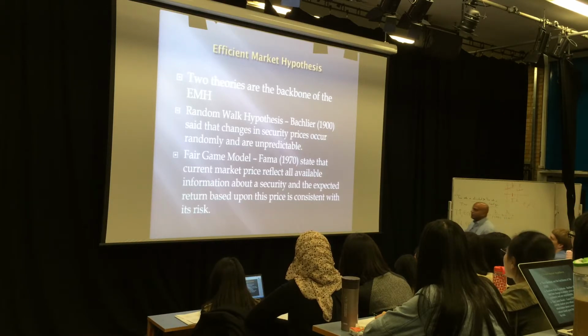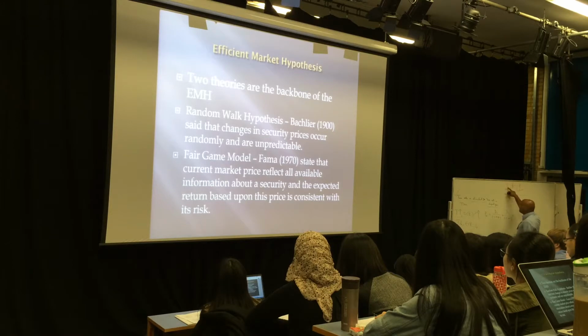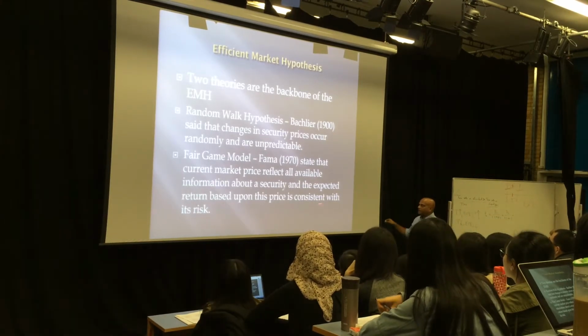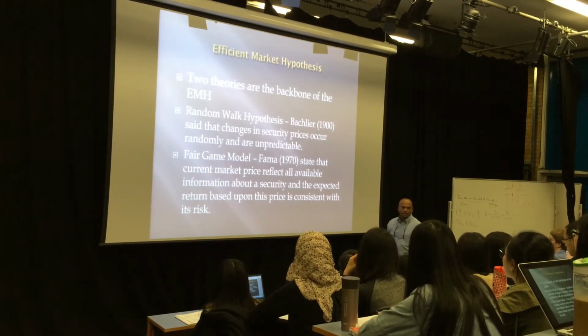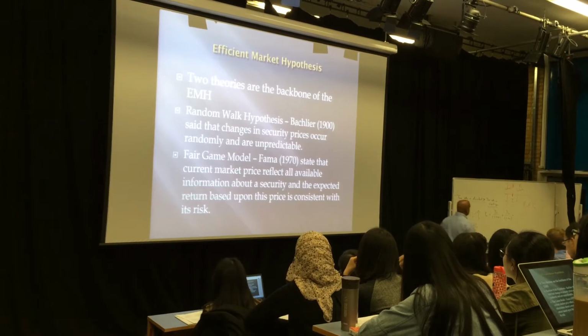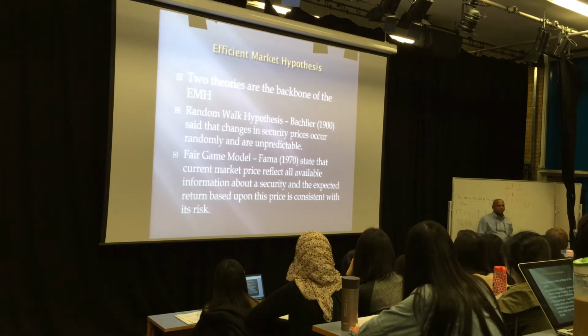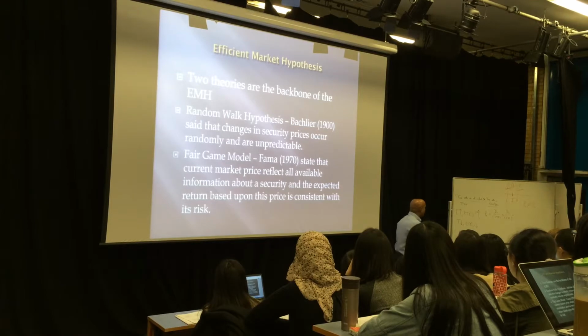Then this guy, who got the Nobel Prize two years ago or something, came with the fair game model. The current market price reflects all available information about a security. The expected return based on this price is consistent with this risk. In other words, all information is embedded in it, and this reflects the right price and the right risk. The return based on this risk, how do you find the return?